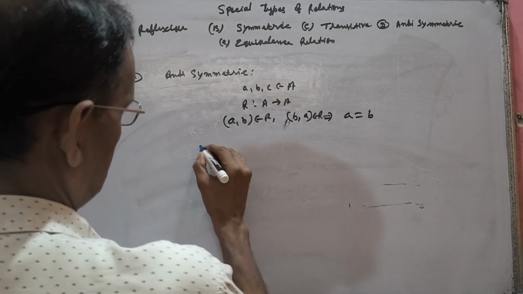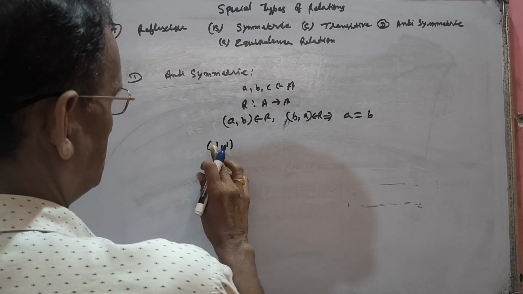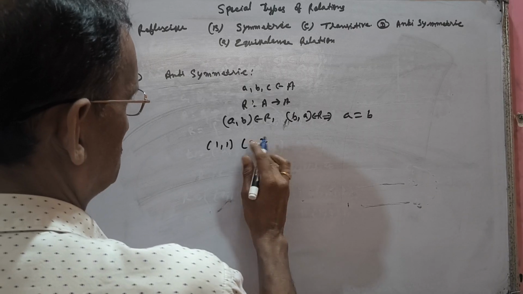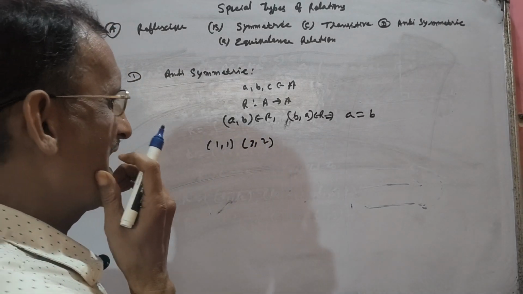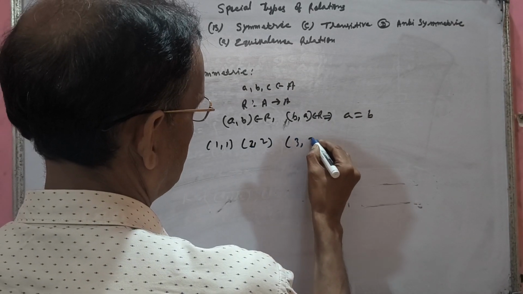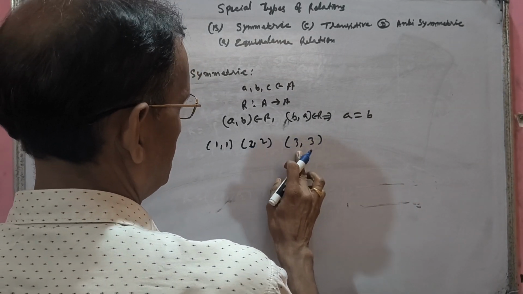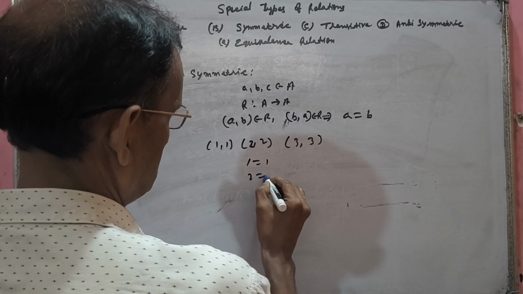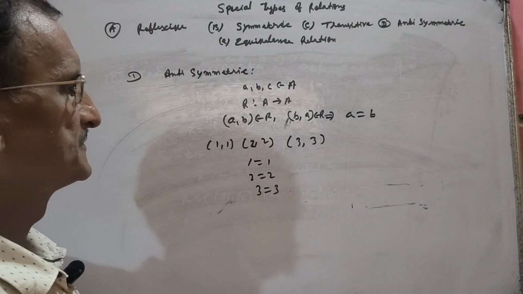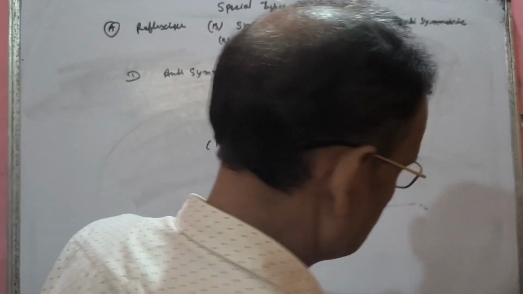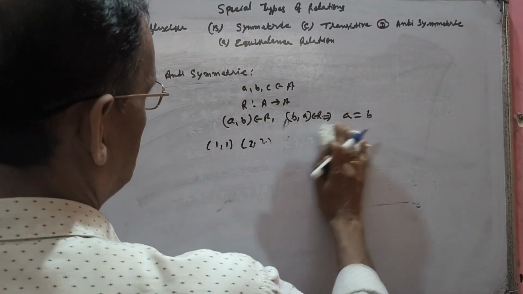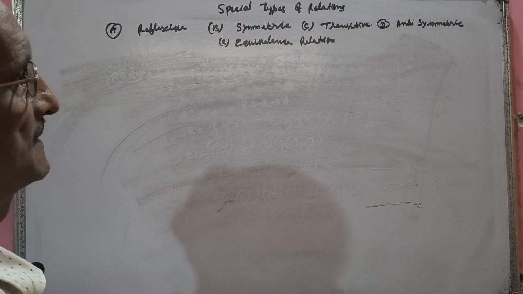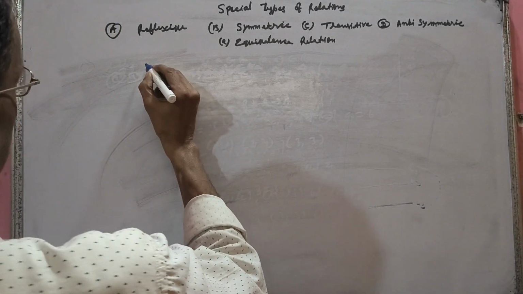See, on the set of natural numbers, if 1 divides 1, then 1 also divides 1. 2 divides 2, then 2 also divides 2. 3 divides 3, then 3 divides 3. It is only possible if 1 equals 1, 2 equals 2, 3 equals 3: antisymmetry. If (A, B) belongs to R and (B, A) also belongs to R, but A is not equal to B, then it will not be antisymmetry.